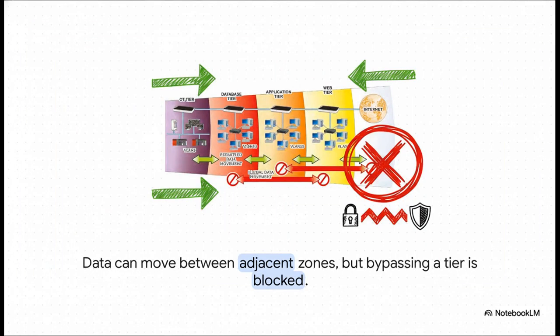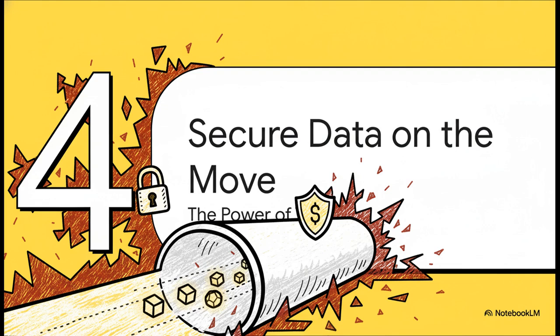And when you use that tiered model we just saw, making these rules becomes super clear. Data can only move between zones that are right next to each other. So the web tier can talk to the application tier, sure. But any traffic trying to leapfrog a layer, like something from the web trying to talk directly to the database, is immediately flagged as illegal and gets blocked. No exceptions. Okay, so our zones are set up. Our rules are in place. Awesome. But what happens when we actually need to send sensitive data from one zone to another, or even worse, across the public internet? How do we keep that data safe while it's in transit?